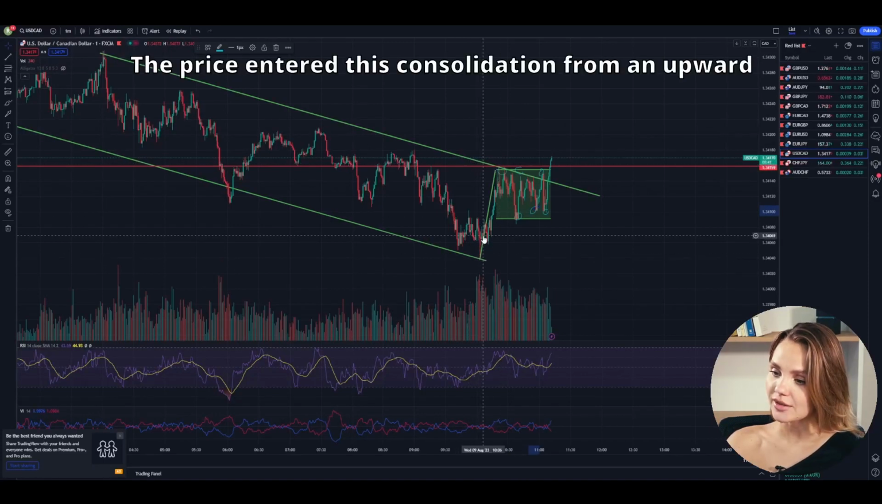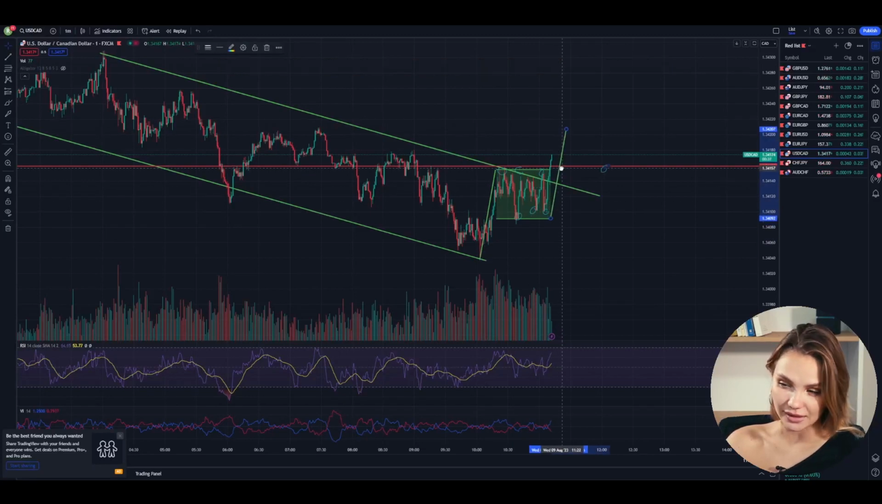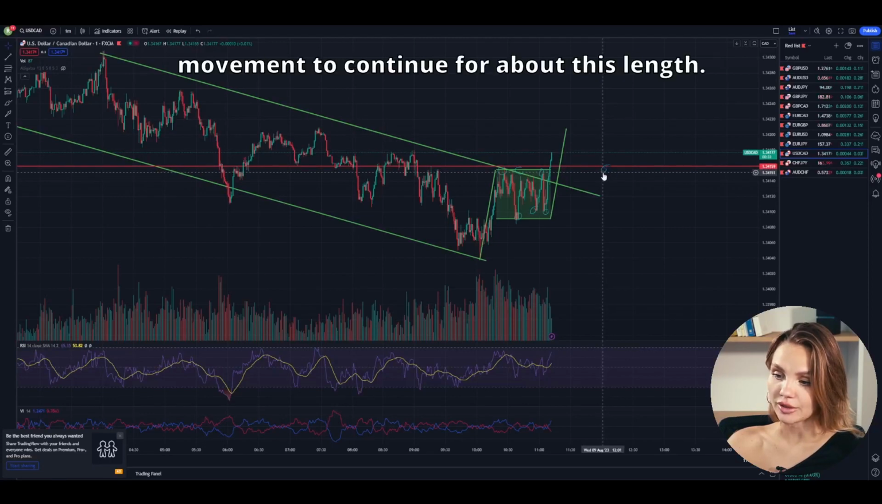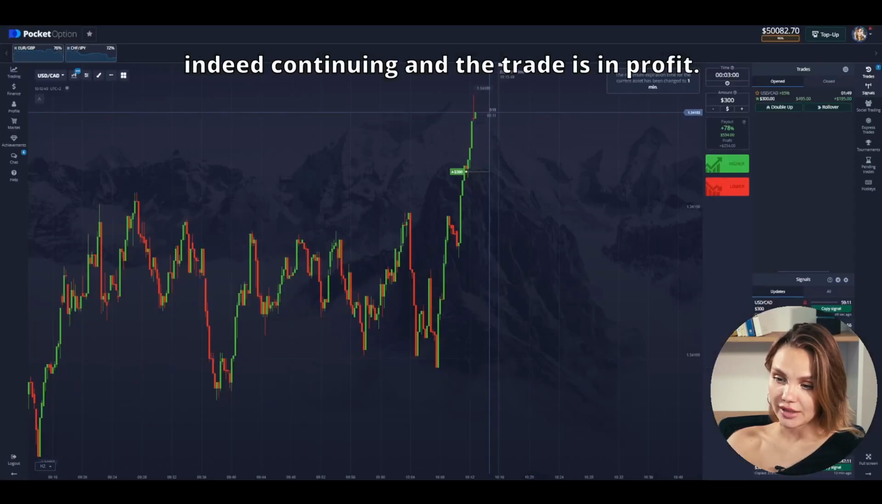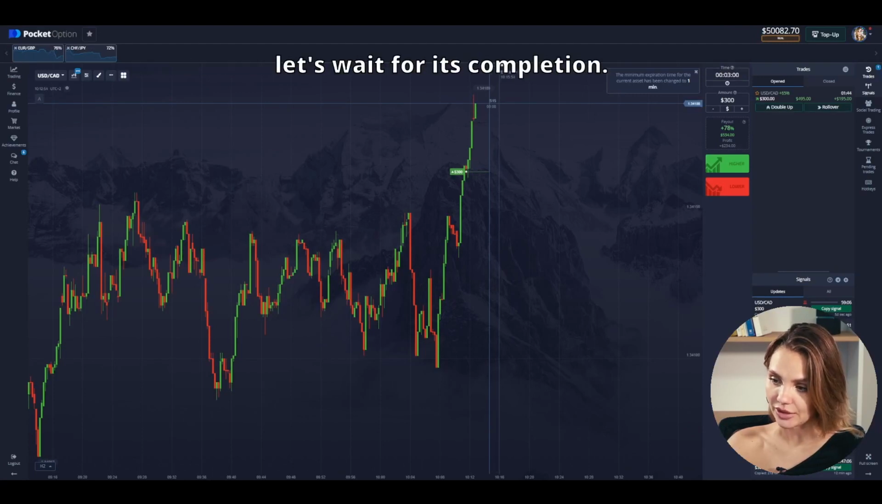The price entered this consolidation from an upward movement and consequently it exited it in an upward direction. Therefore, we expect the upward movement to continue for about this length. Currently, we see that the upward trend is indeed continuing and the trade is in profit. There are 2 minutes left until the trade concludes, so let's wait for its completion.